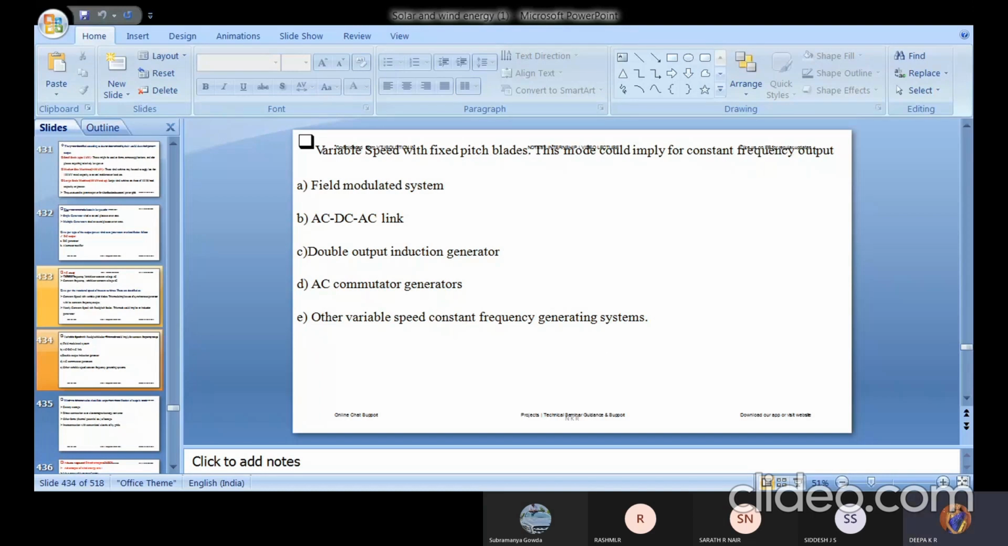Next, what are the major advantages and disadvantages of wind energy conversion system? Of course, this is a very important question. Definitely, this will be asked in exams, or to know the basic knowledge about the system, we have to go through this. Advantages of wind energy.